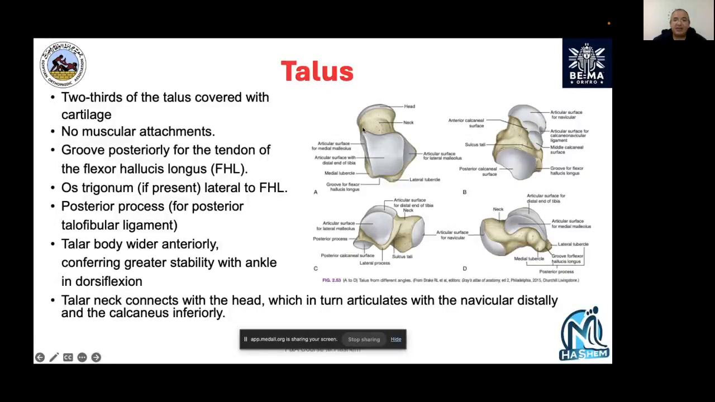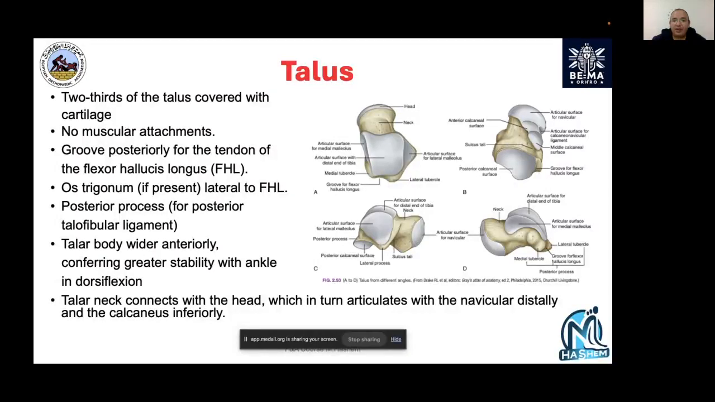Remember that it is covered in 2/3 of it by cartilage. The head is completely covered, the body is completely covered, the lateral process is covered, and other than this, it's mainly a transmission bone. So all the job the talus does is to change the movement of your tibia onto your foot. I'll explain this to you in detail. So the talus is basically a hinge. What the talus does is act as a hinge between the movement of the tibia and leg and the movement of the foot. There is no muscular attachment.